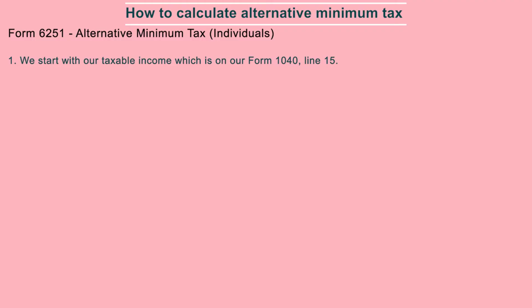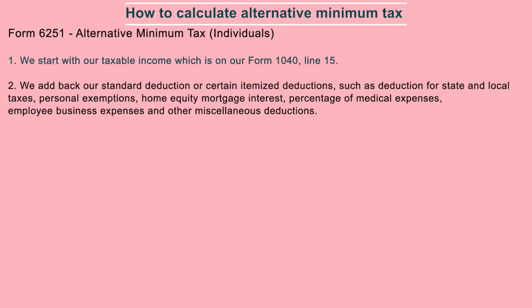1. We start with our taxable income, which is on our Form 1040, line 15. 2. We add back our standard deduction or certain itemized deductions, such as the deduction for state and local taxes, personal exemptions, home equity mortgage interest, a percentage of medical expenses, employee business expenses, and other miscellaneous deductions.